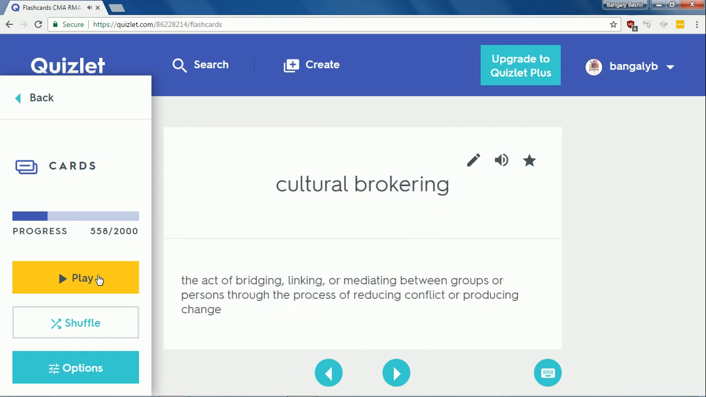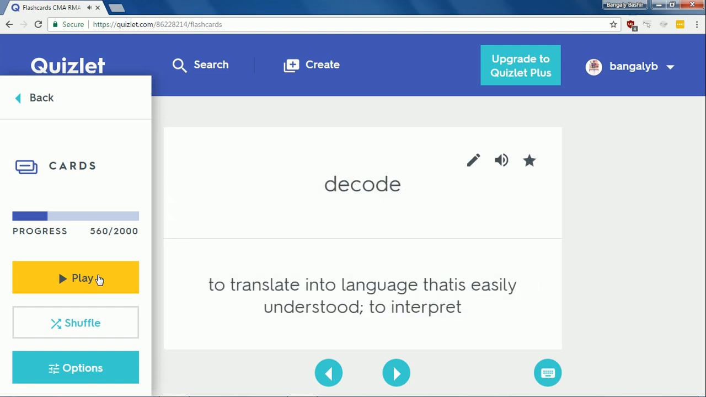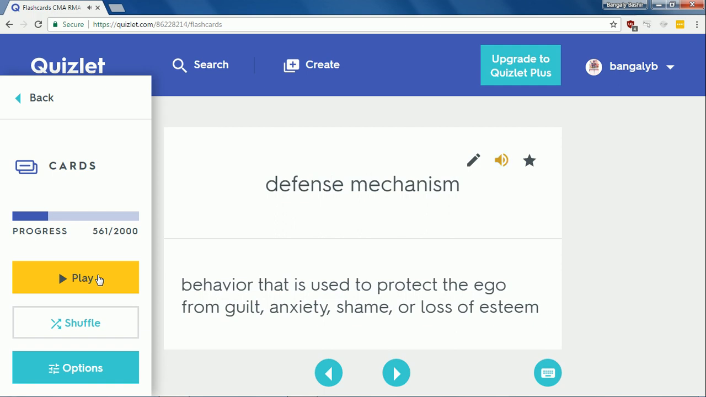Cultural brokering: the act of bridging, linking, or mediating between groups or persons through the process of reducing conflict or producing change. Culture is a pattern of many concepts, beliefs, values, habits, skills, instruments, and art of a given group of people in a given period. Decode: to translate into language that is easily understood, to interpret. Defense mechanism: behavior that is used to protect the ego from guilt, anxiety, shame, or loss of esteem.